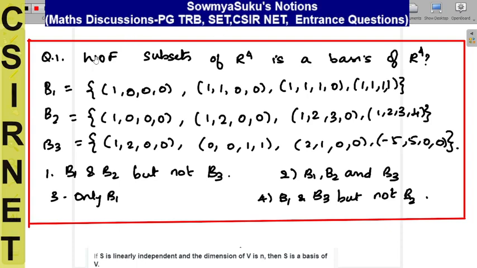Hi dears, today we will look at CSIR NET Math from linear algebra. First question: which of the following subsets of R^4 is a basis of R^4? Four options are given. We have to check whether B1, B2 are bases, or B3 is a basis or not.